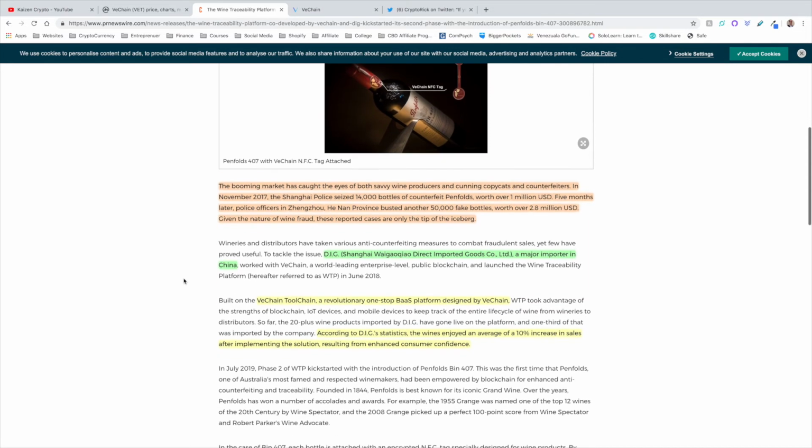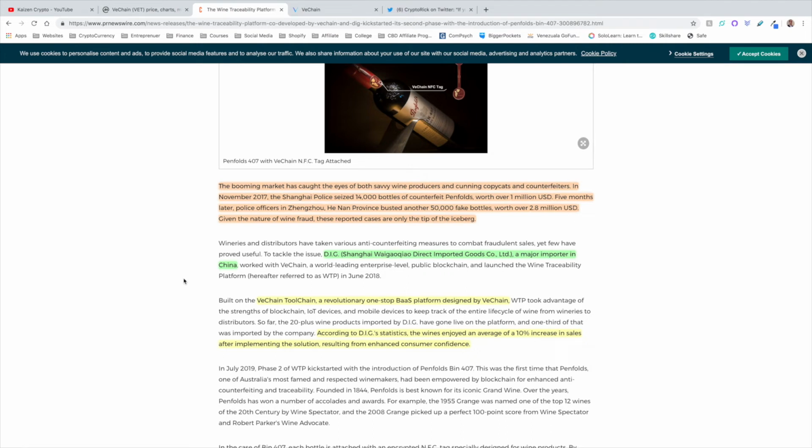So using the Vechain Toolchain, a blockchain as a service platform offered by Vechain, DIG is able to track essentially the origin and the legitimacy of these different wines that are being imported into the country. And they're saying that according to their statistics, the wines that are using this type of service have actually increased in sales. So it's saying an average of 10% increase in sales resulting from enhanced consumer confidence.